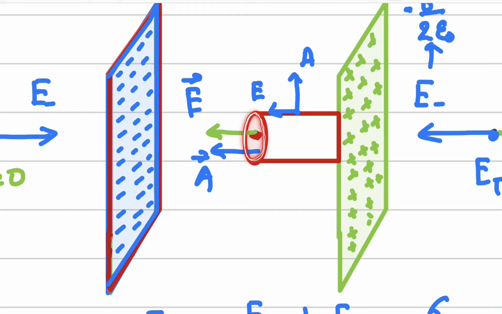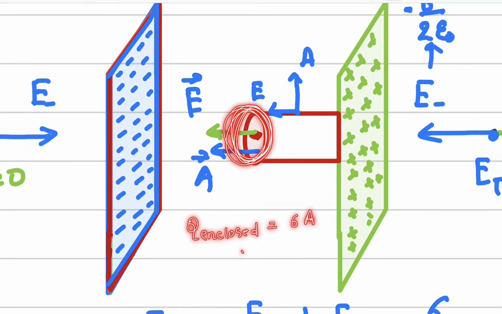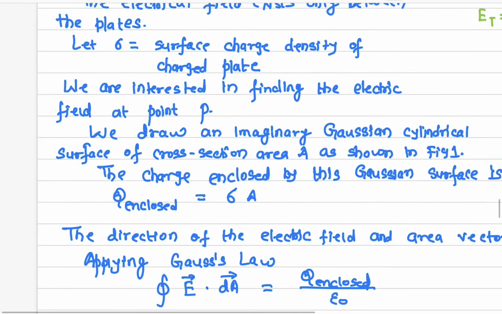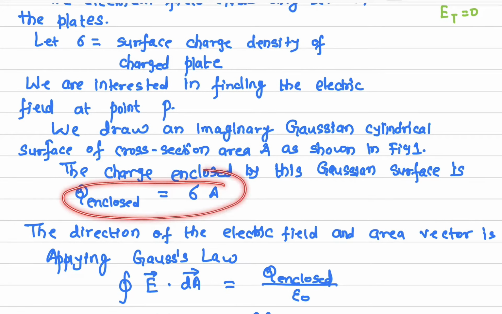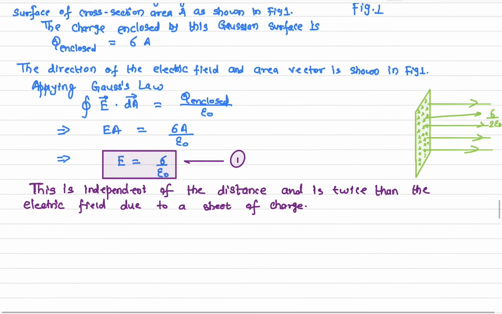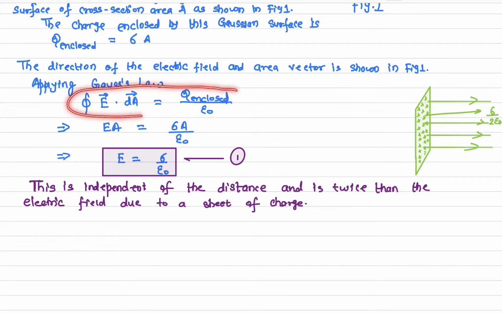If sigma is the surface charge density, how can we find out the total charge enclosed by this Gaussian surface? The total charge enclosed by this Gaussian surface is simply equal to sigma, the surface charge density, times the area. This area is the area of this circle here, the cross-sectional area. That's the total charge enclosed. I have written down all the information right here. If you need to take a look at any point, all the information is here.